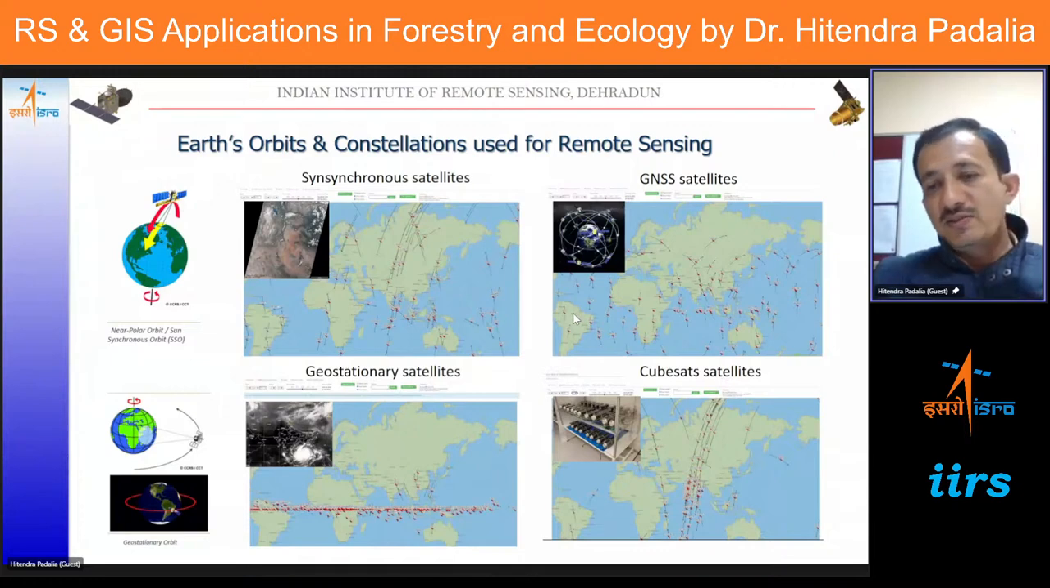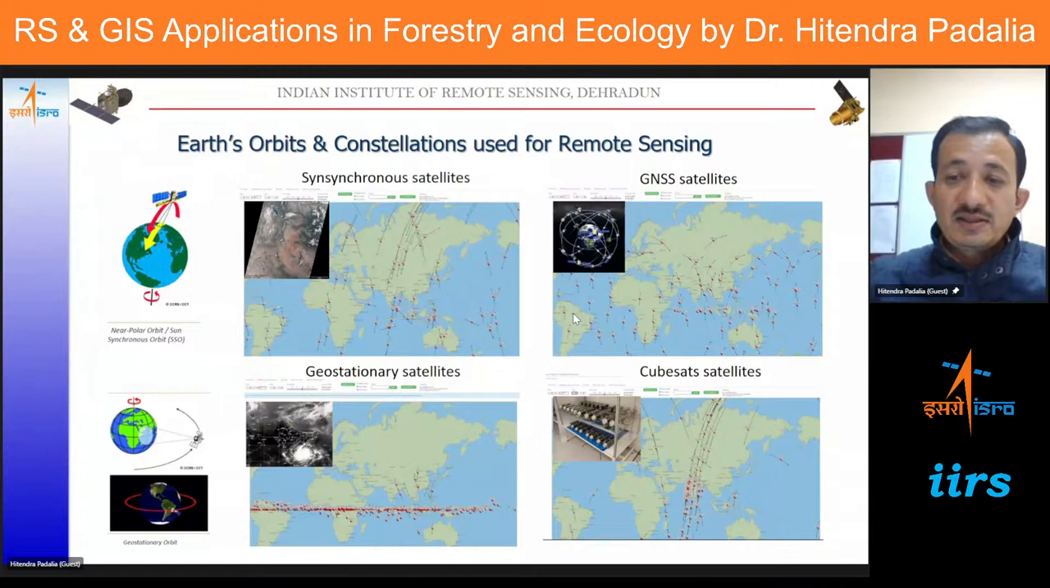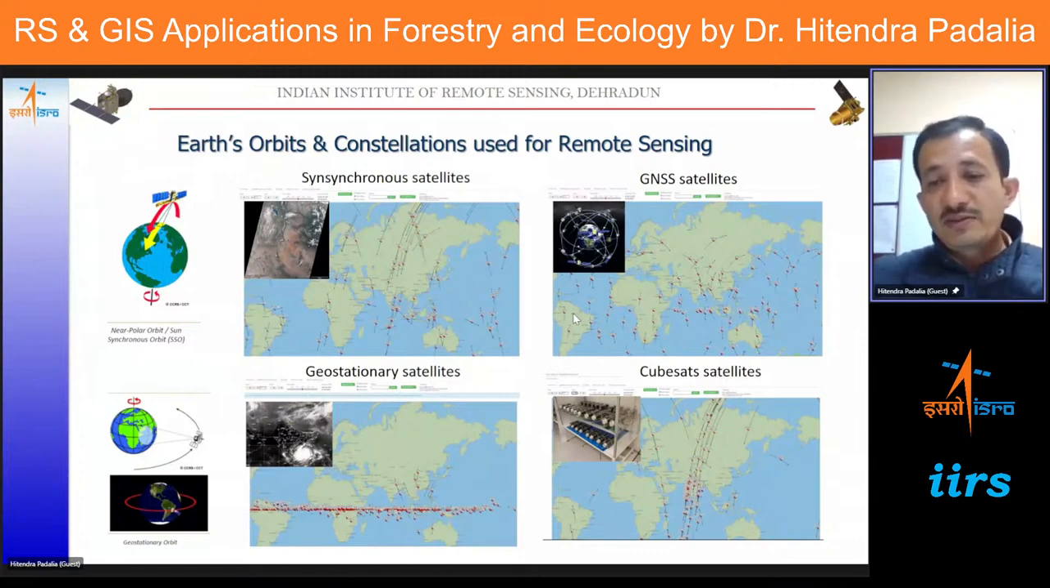And in recent years, what is happening is that we have now a tendency of going towards the constellation. We have small satellites and they move in a large number, and then they are able to provide information of any part of the globe within a very short period of time. And though their lifespan is very short, they can be replaced. An example of such is the Planet data, which gives you 3-meter resolution satellite data.